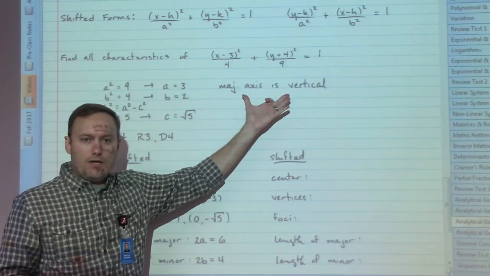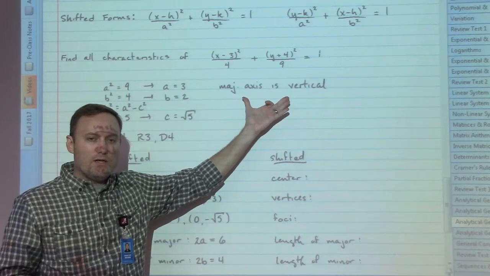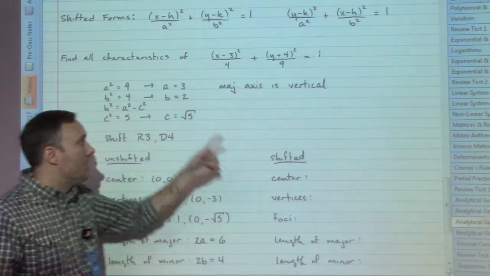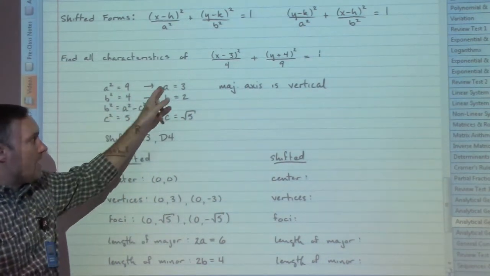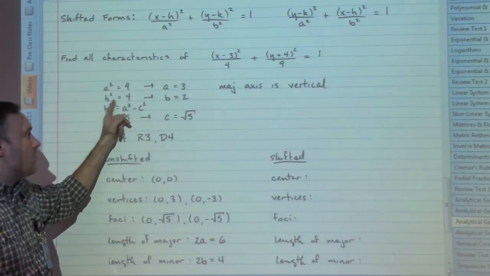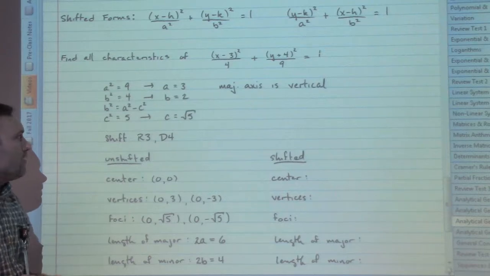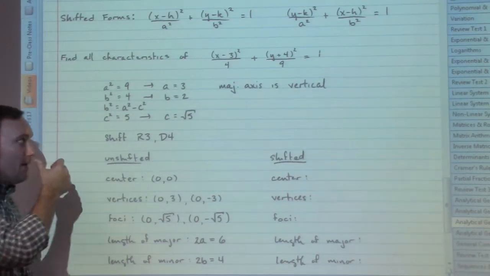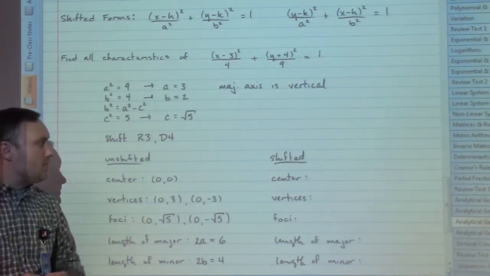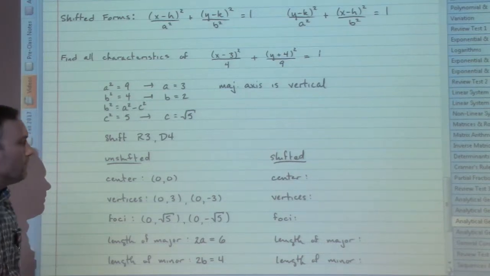So in this particular case, our ellipse is also going to be oriented so that the major axis is vertical. That means that our a squared is 9, so a is equal to 3. b squared is our other denominator, so b is equal to 2. And using our relationship b squared equals a squared minus c squared, we're going to get c squared equals 5, so c is equal to the square root of 5.